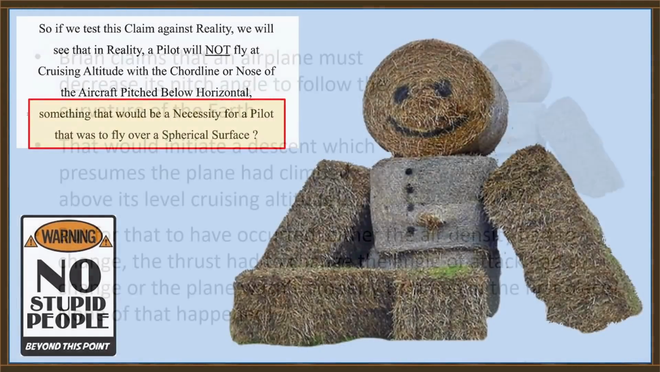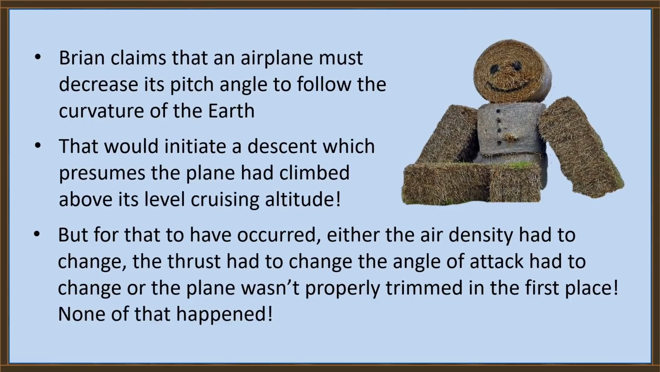Well, Brian has just made a claim, and Brian claims that an airplane has to decrease its pitch angle in order to follow the curvature of the Earth. Now that would obviously initiate a descent, and that presumes that the airplane had climbed above its level cruising altitude. After all, if you were already at the right altitude, you wouldn't want to initiate a descent, now would you? But for that to have occurred, either the air density had to change, the thrust had to change, the angle of attack had to change, or the airplane wasn't trimmed properly in the first place. Of course, none of that happened. But for fun, let's see if we can make Brian's idea work.